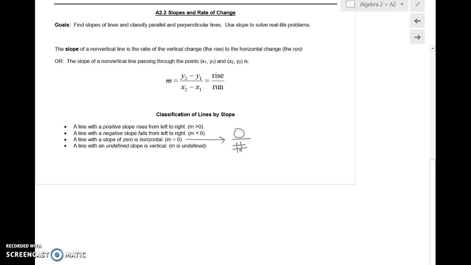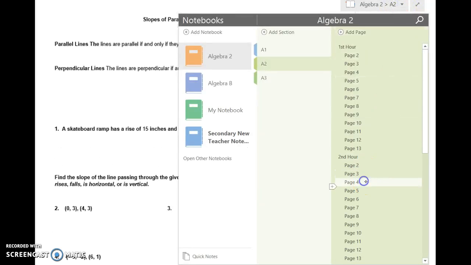A line with undefined slope. Undefined slope happens when you have a number divided by 0. The number 1 rule in math is you cannot divide by 0. It's impossible to even fathom how that would work. It doesn't exist. It creates an undefined scenario. Okay, next page.